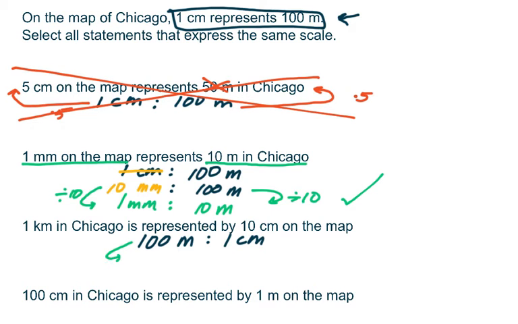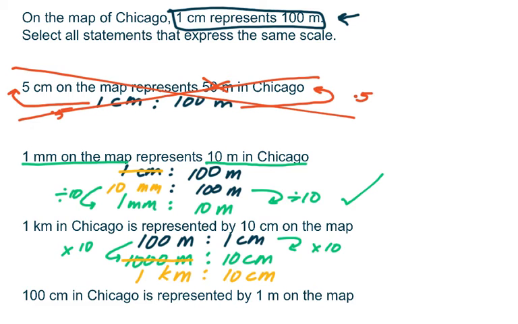From here, I multiplied by 10. And of course, I'll do the same thing here. When I multiplied by 10, I had 1,000 meters. And over here, I had 10 centimeters. This is exactly what I was hoping would happen because I can replace the 1,000 meters with 1 kilometer. They're equivalent. And then I still have 10 centimeters. And so yes, 1 kilometer in the real world can be represented by 10 centimeters on the map. We have another true statement.